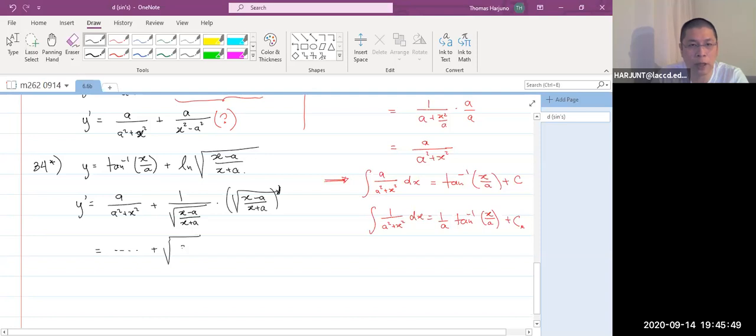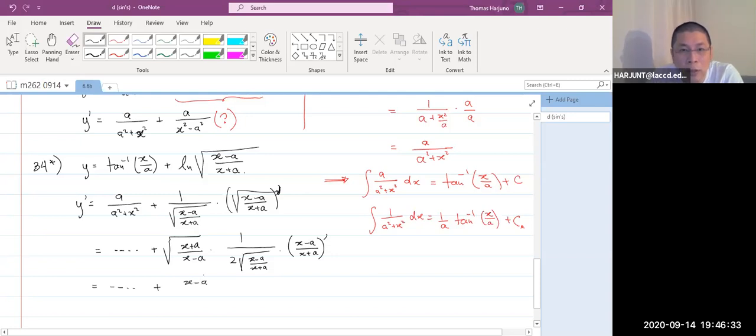This will be square root of x plus a over x minus a times 1 over 2 times square root of x minus a over x plus a times the derivative of x minus a over x plus a. Then this is equal to x plus a over x minus a times 2 times x minus a, well, because this guy is actually the same as this guy, the reciprocals are the same. So the square root will cancel.